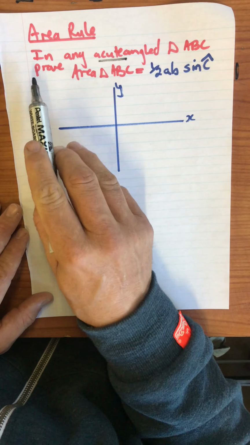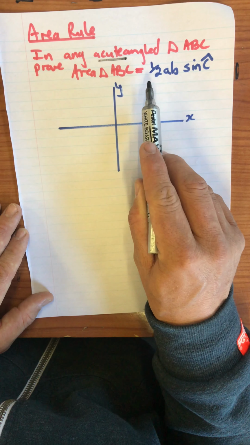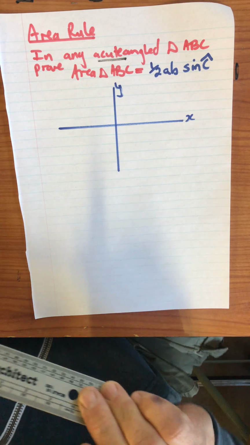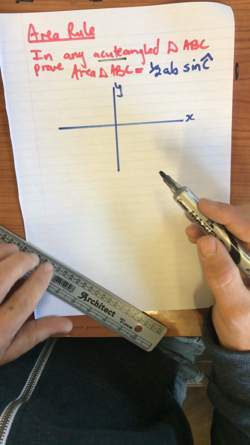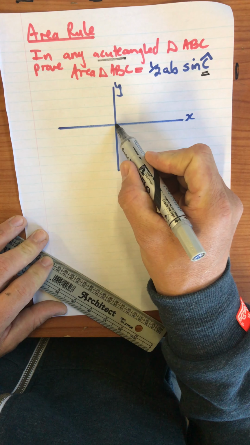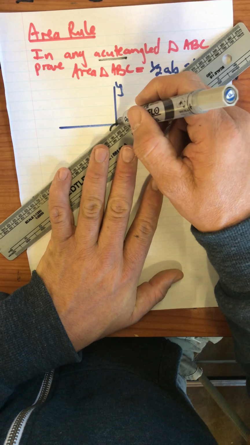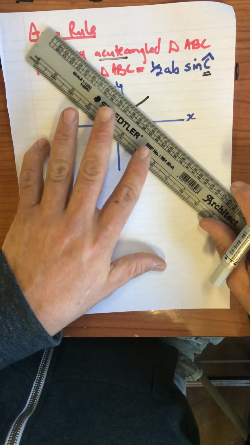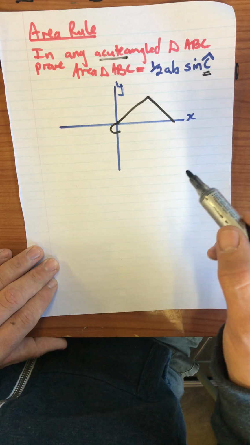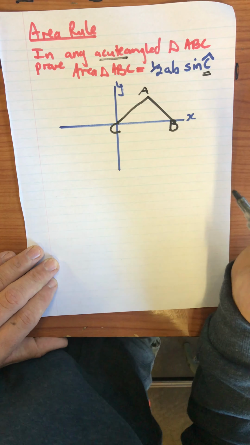And the question asks, in any acute angled triangle ABC, prove the area of triangle ABC is equal to a half ab sine C. So what we do here, grade 11s, and this is important to note, whichever angle is over here, we place at the origin. It is an acute angle triangle, so we move across there and there. It does not matter which letters we use here, so what are we left with? We need an A and we need a B.